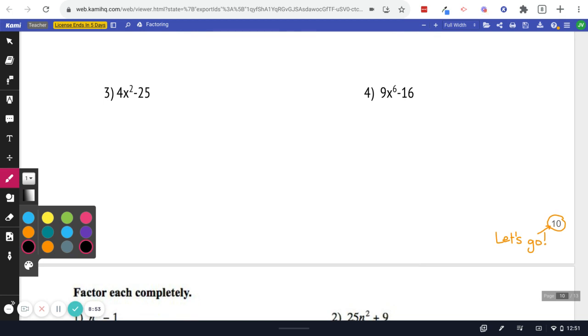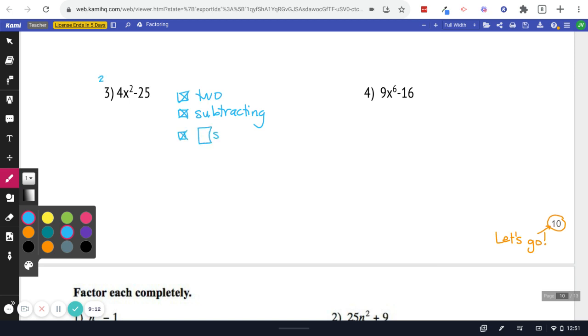We've got 2 more here, so let's do those real quick. We've got the next one we see. Do we have 2? Yep. Are we subtracting? Yep.